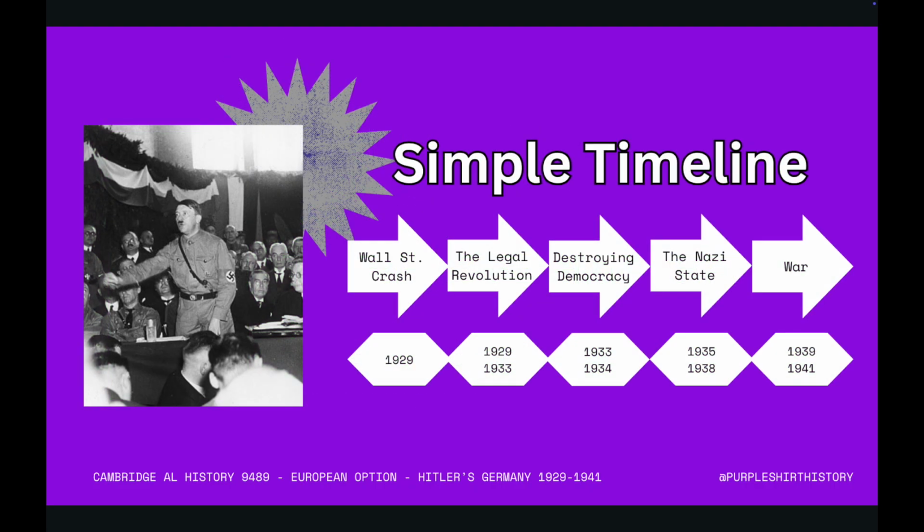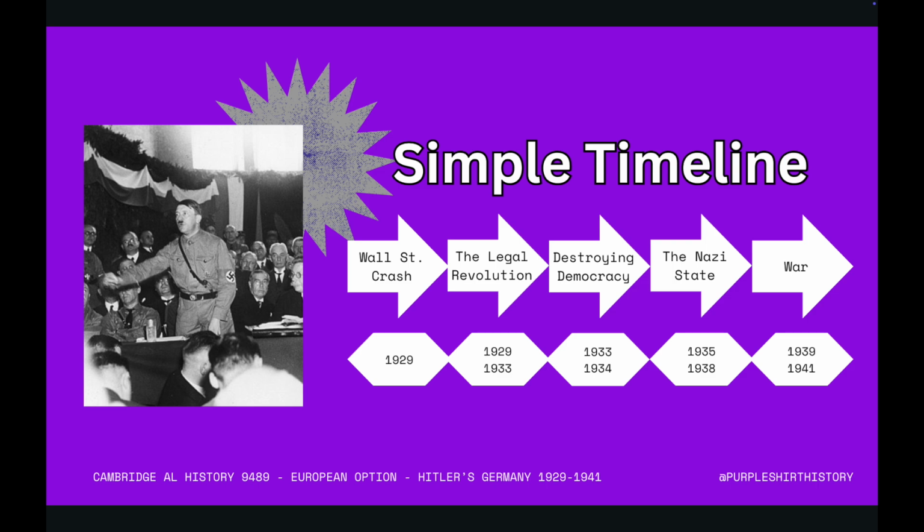Here is our timeline. Hitler was a politician in the 1920s, but he was an incredibly unsuccessful one. He took part in the Munich Beer Hall Putsch, as you learned in IGCSE. It was unsuccessful. Many Nazis were killed. He was arrested and sent to jail. It's not until the Wall Street crash and the downward spiral Germany falls into that Hitler really starts to gain popularity.